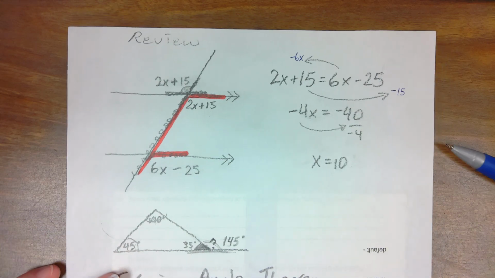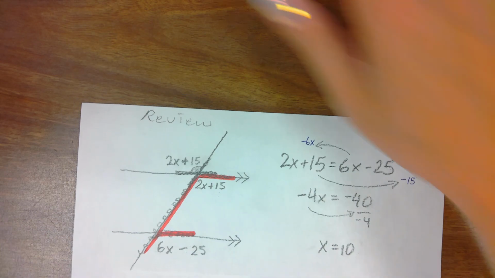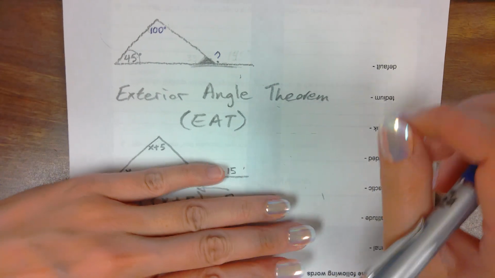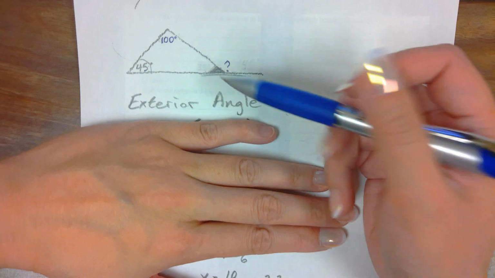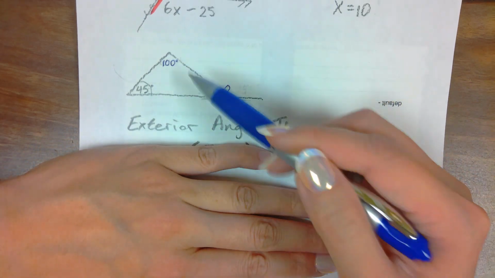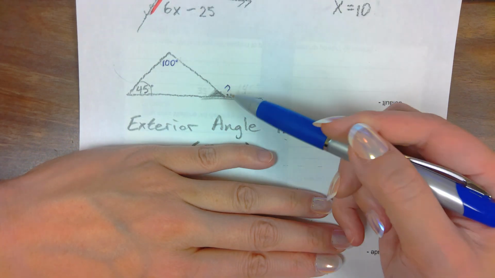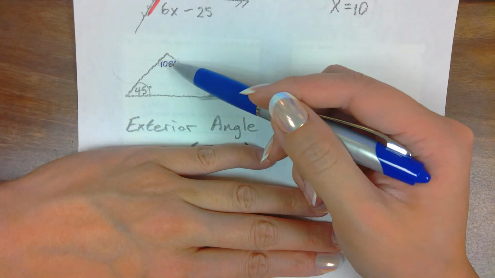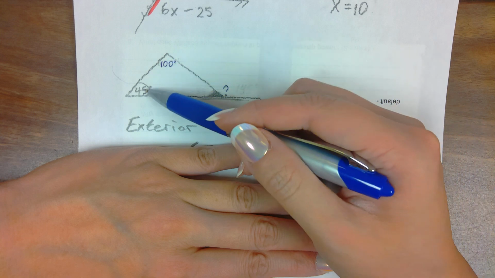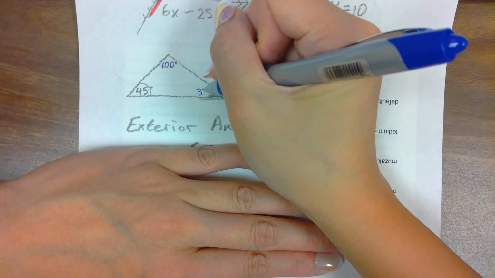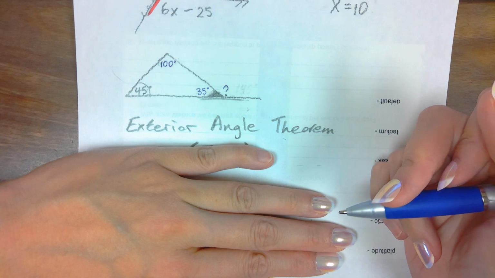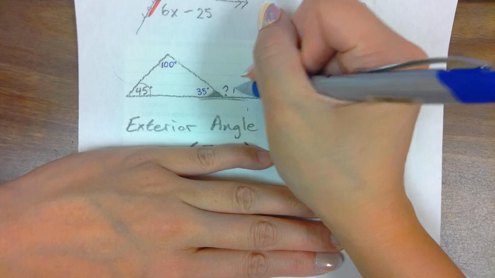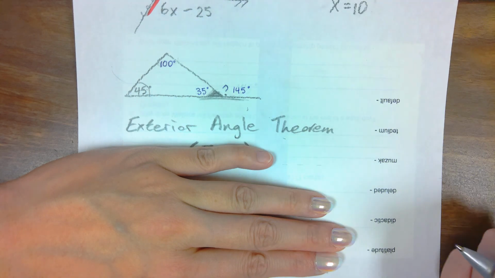Second question I want to go over is this one. So let's say you're given this diagram and I want to solve for this outside angle right here. So I could do 180 minus 100 minus 45 and figure out this third angle inside the triangle first, which is 35. And then do 180 minus 35 degrees again to figure that this is 145.